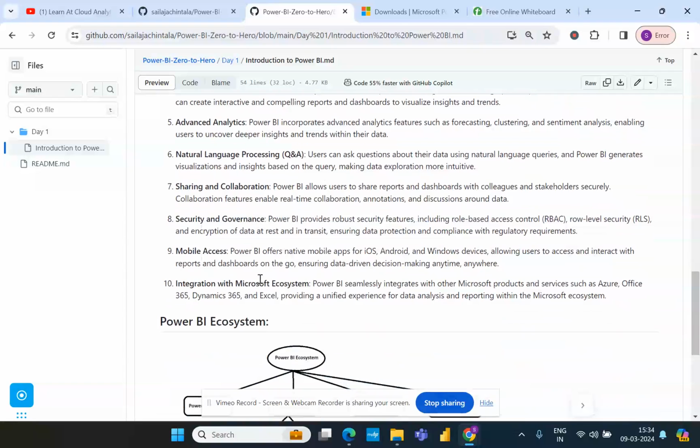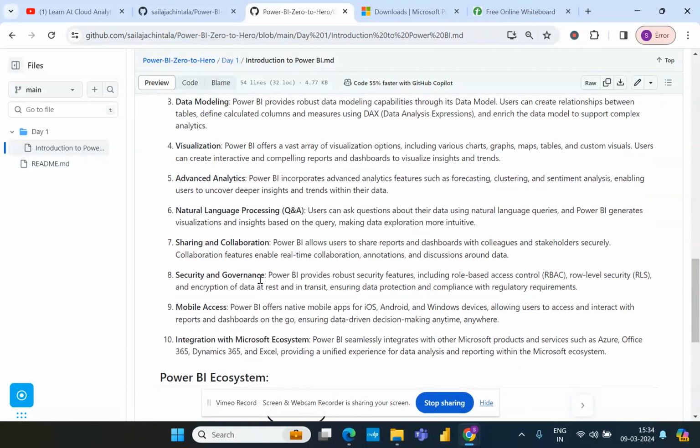Along with that, it also has key features like advanced analytics. You can incorporate advanced analytics features like forecasting, clustering, or performing sentiment analysis, right? So you can perform a wide variety of advanced analytics with the existing features itself. And we also have the capability of natural language processing. This is another key feature where you can just chat questions to Power BI in order to get the right answers displayed as visual insights.